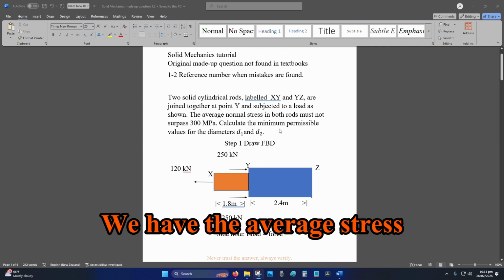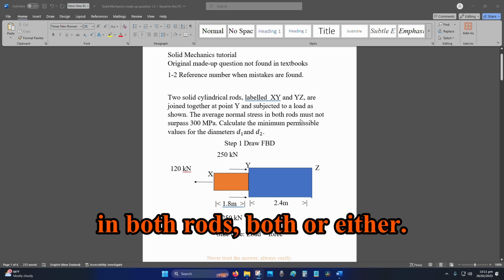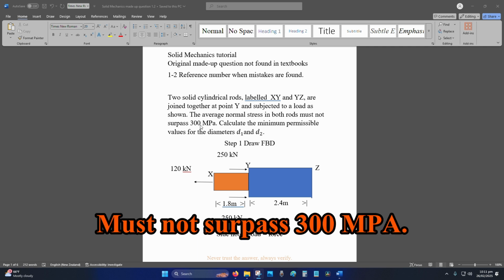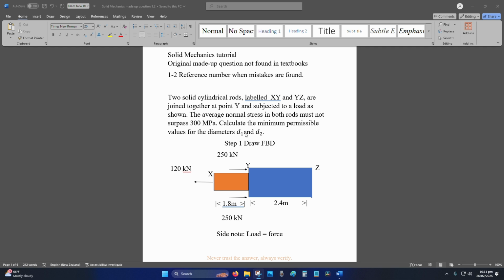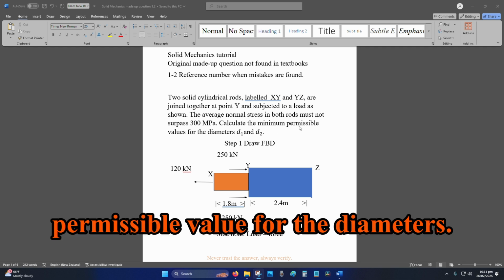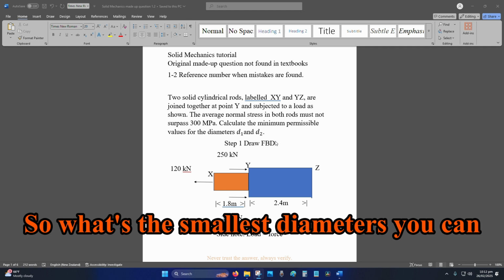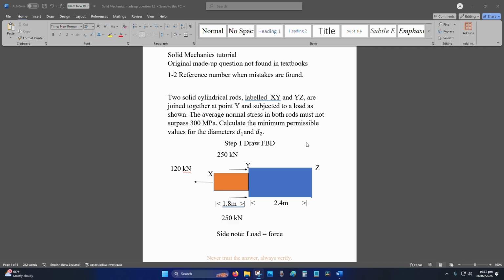We have the average stress in both rods, both or either, must not surpass 300 MPa. Calculate the minimum permissible value for the diameters. So what's the smallest diameters you can have for these rods?